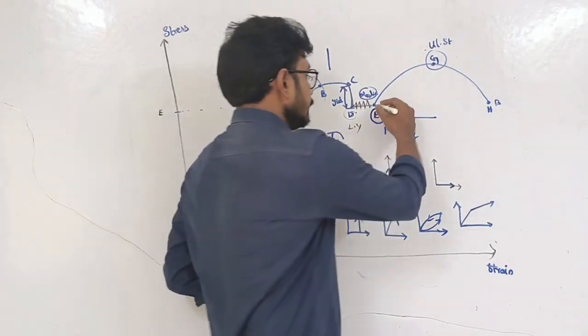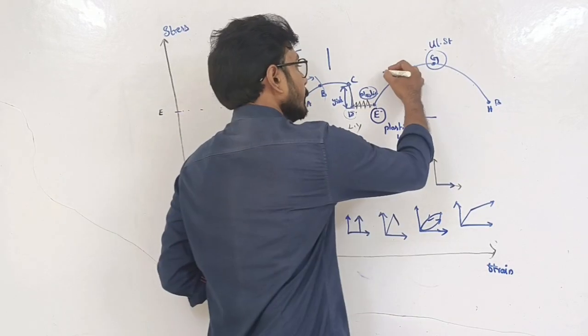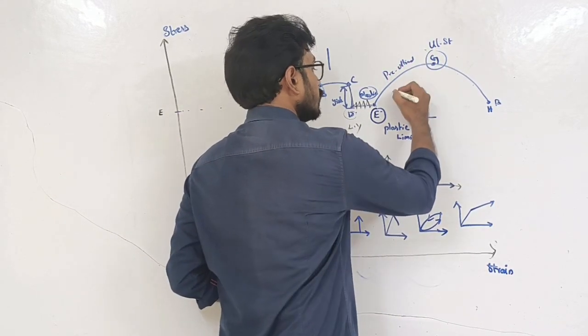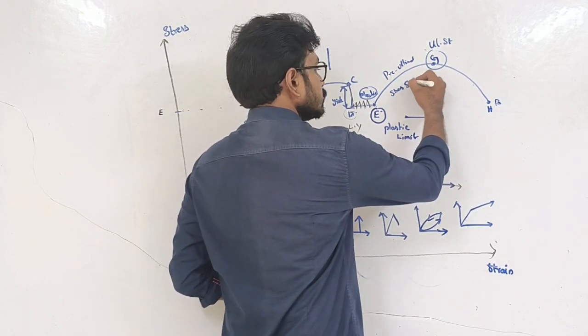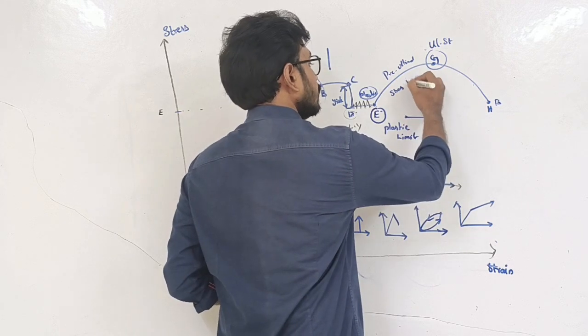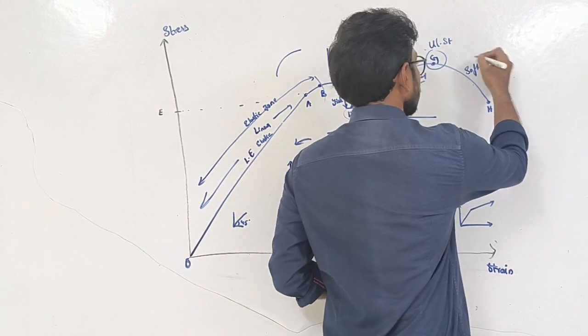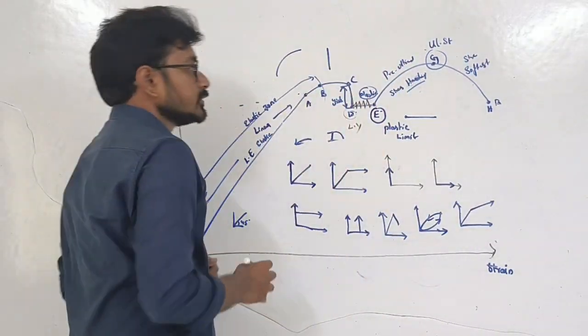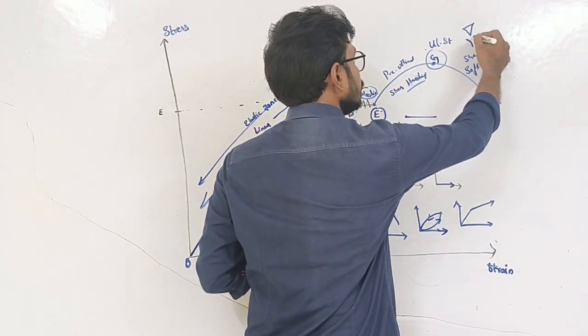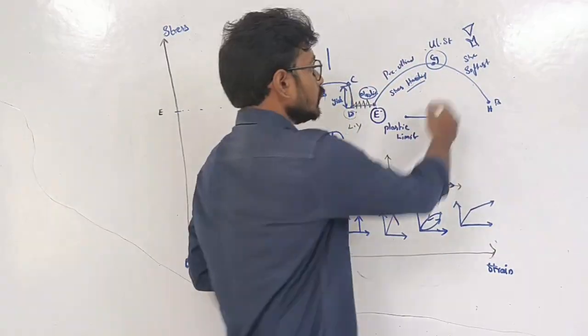Okay, and next E to Z. So E to Z is called the pre-ultimate stress zone or hardening zone. This is called the hardening zone, and this is called the softening zone. Stress softening zone. Why? We call it the stress softening zone because here the failure will happen. So that's why the material will become soft and the stress will fall.